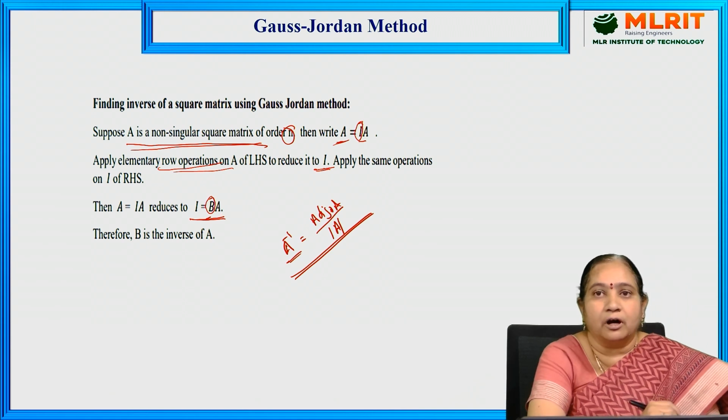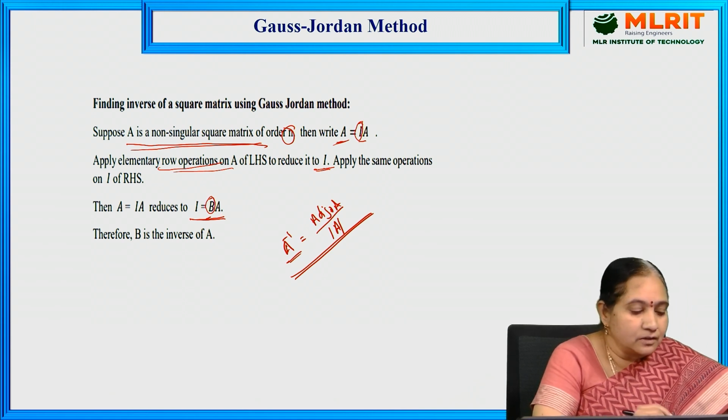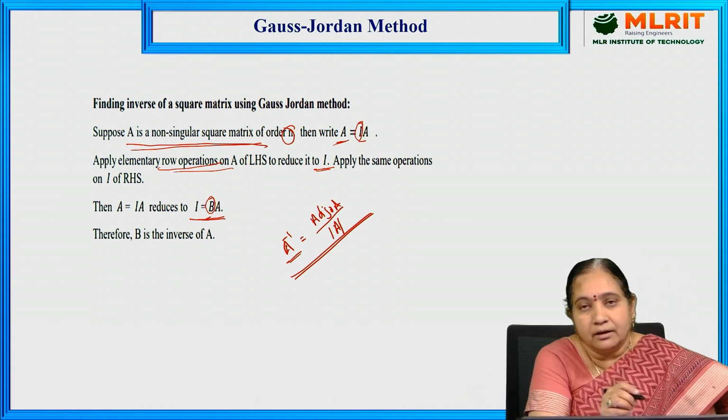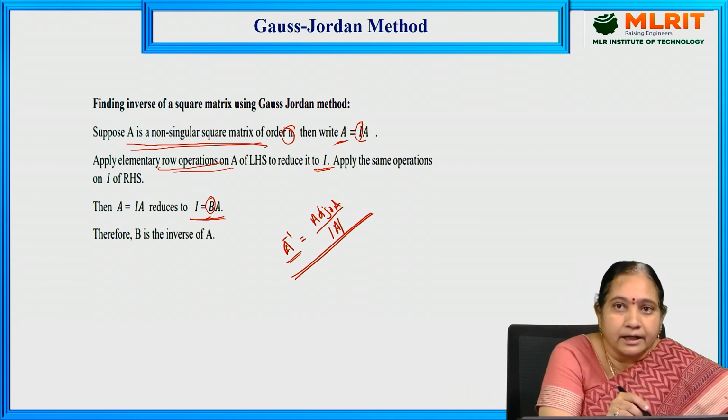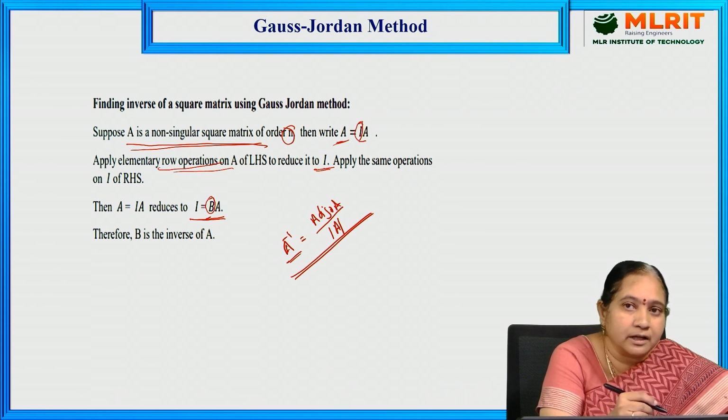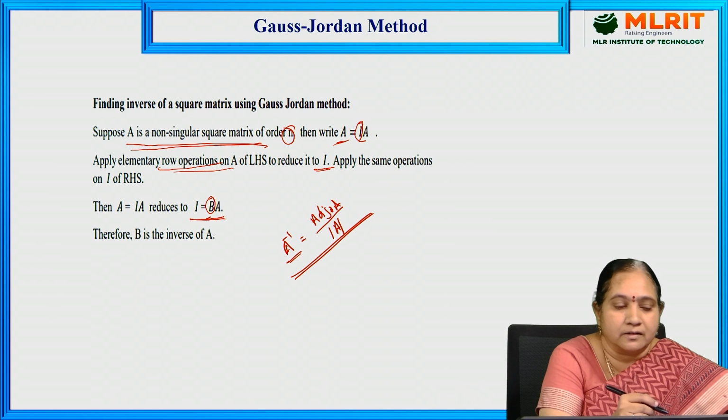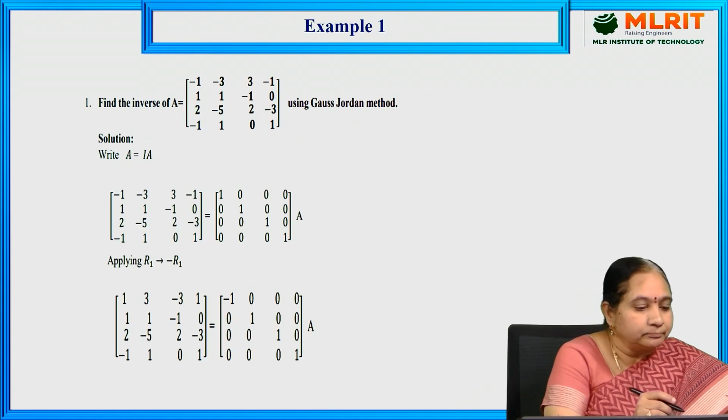So this is about the Gauss Jordan method. Here we strictly apply row transformations to reduce it to the identity matrix, passing through the upper triangular matrix and also the lower triangular matrix. Let us see the example.